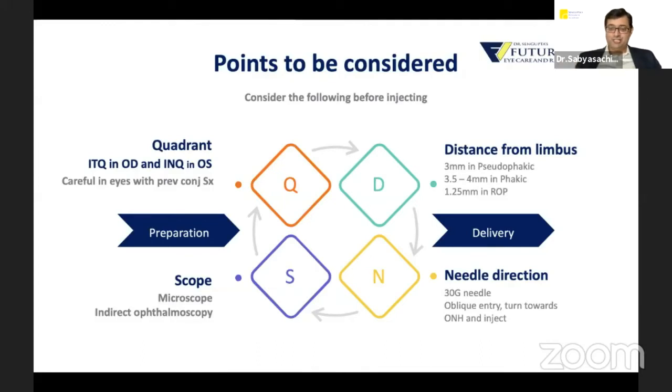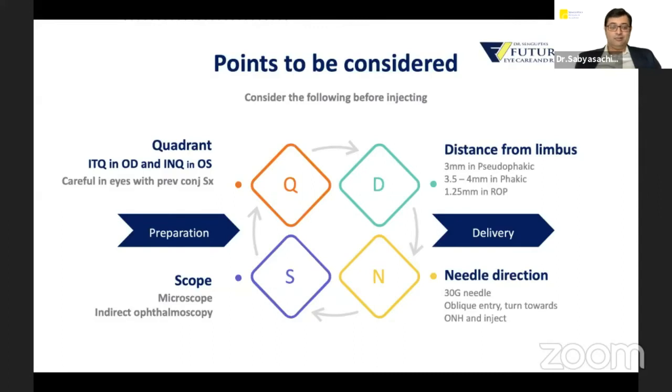We use the 30 gauge needle almost all the time now, and I prefer an oblique entry, like we do for our cannulas during surgery. And once you are inside, you turn the needle towards the optic nerve head and then inject. You can also go straight into the sclera without this oblique entry, but I've observed that there is a little bit of egress of the vitreous, and sometimes, especially in vitrectomized eyes, it can undergo hypotony suddenly. So this oblique entry, I think, helps.